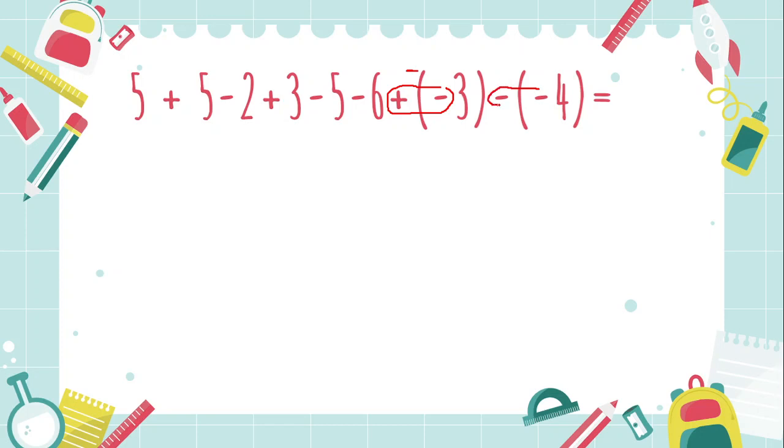Now what about here? We have a negative times positive, negative times negative. We all know that multiplying same sign will result to a positive sign. So let's try to write it here. So we have 5 plus 5 minus 2 plus 3 minus 5 minus 6. Then our new sign here will be negative 3. Then here is positive 4.